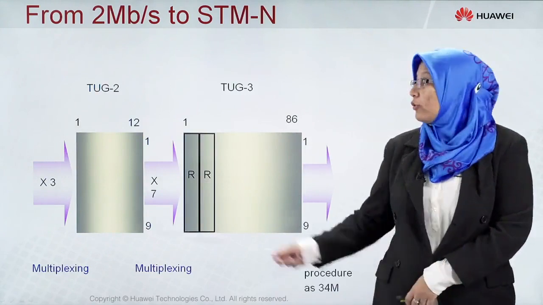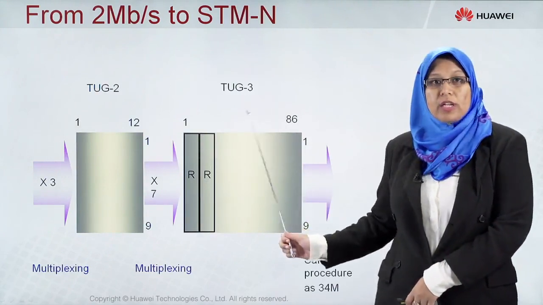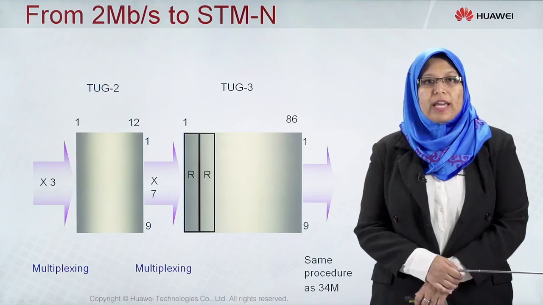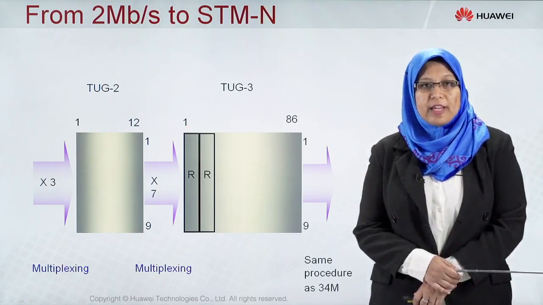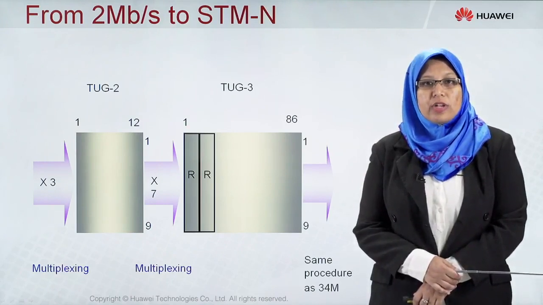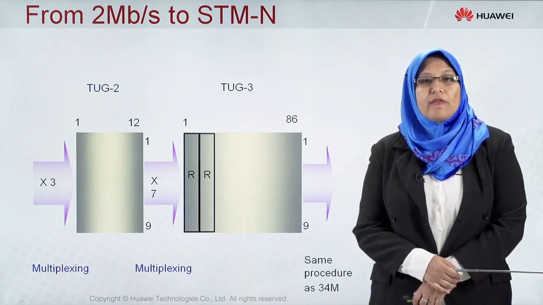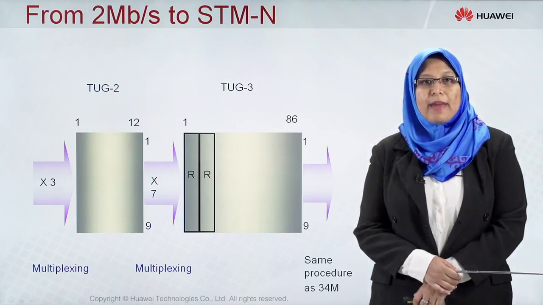From TUG2 to TUG3, the 7 TUG2 can be multiplexed into a TUG3 information structure via byte interleave multiplexing. From TUG3 to C4, VC4 and STM-N, the procedures of multiplexing the TUG3 information structure into STM-N are the same as mentioned before.